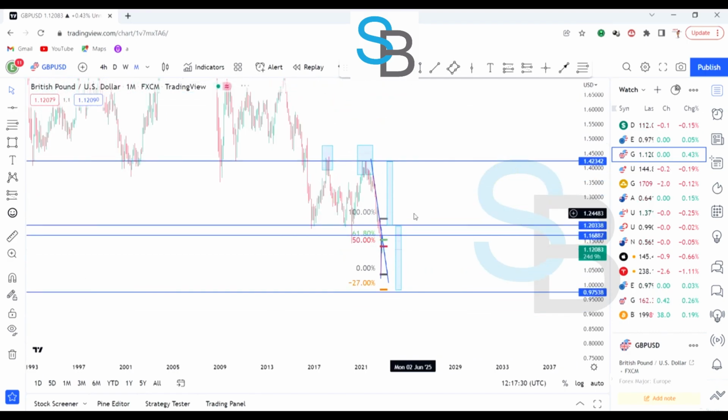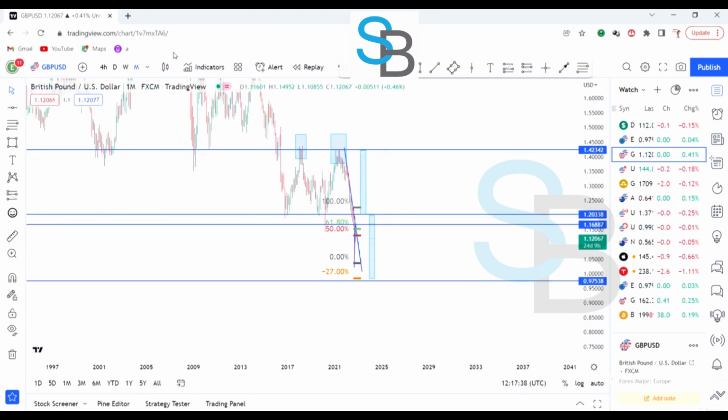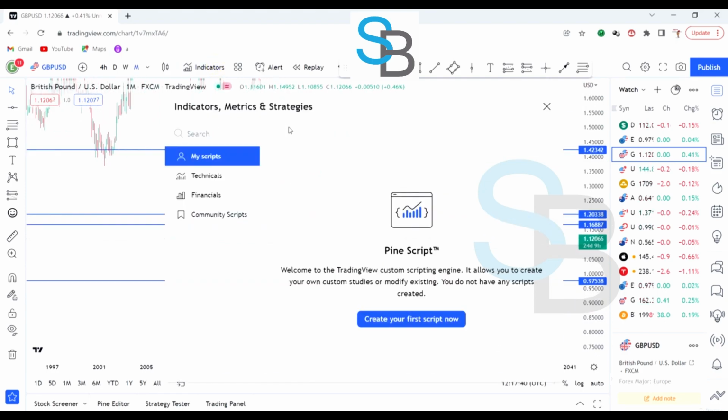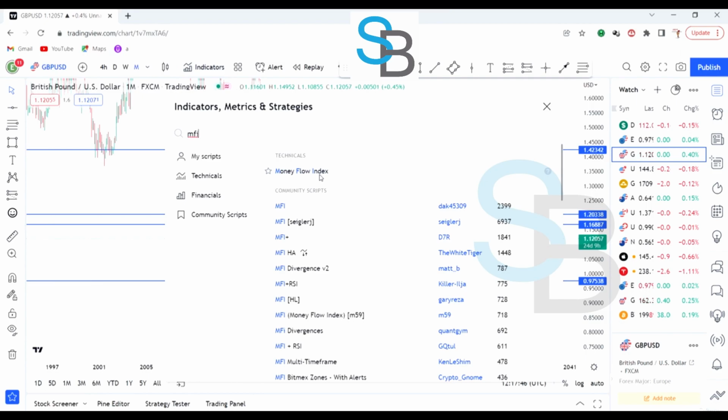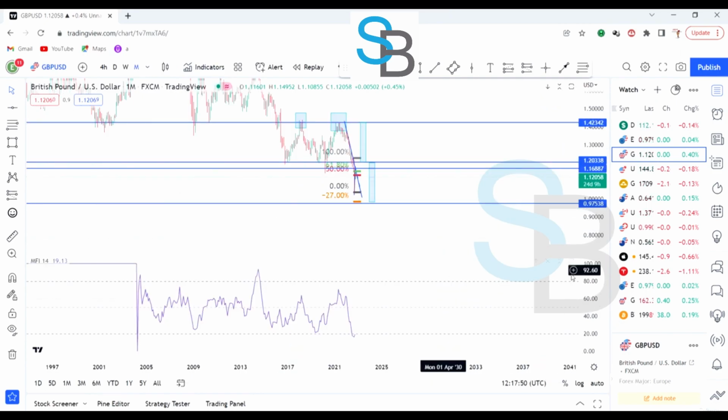We were looking at the MFI. So the money flow index is a volume indicator, which can also be called an oscillator because it works kind of similar to an oscillator. So let's just type MFI or money flow index. You then see the indicator here. So just hit it, and it's then added to our chart.